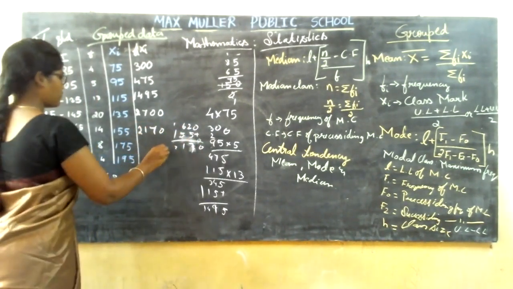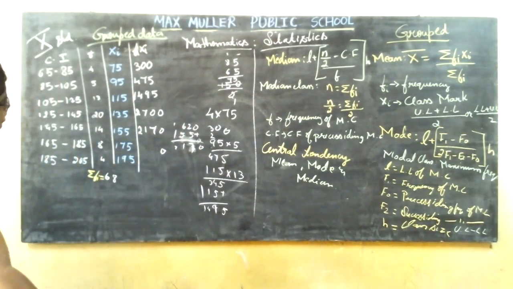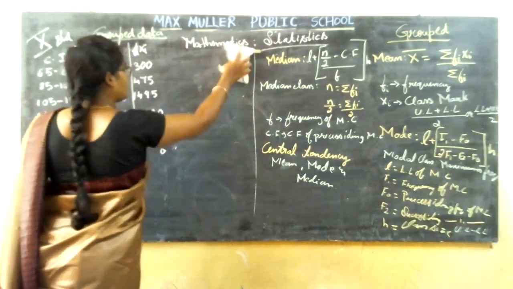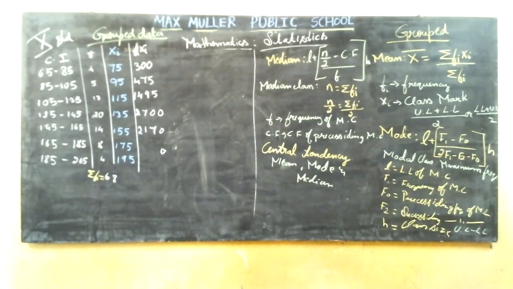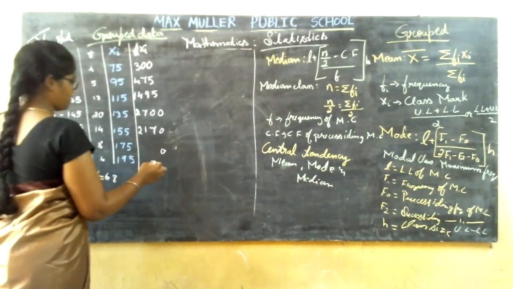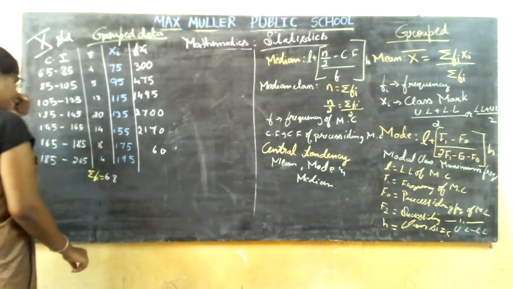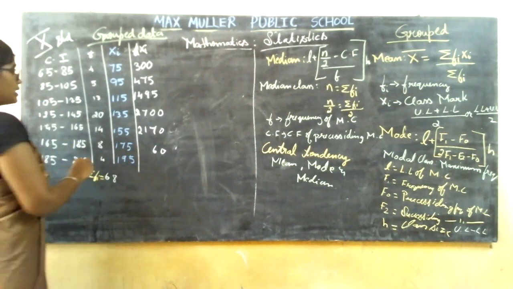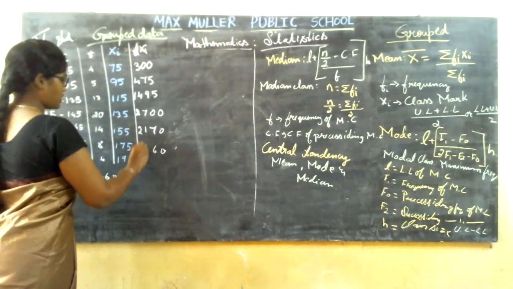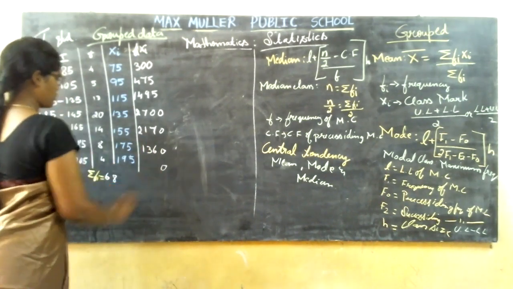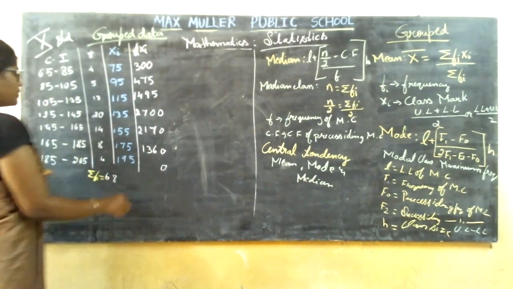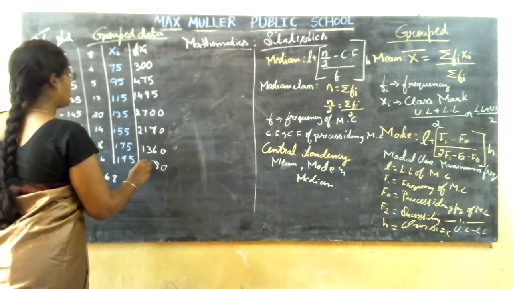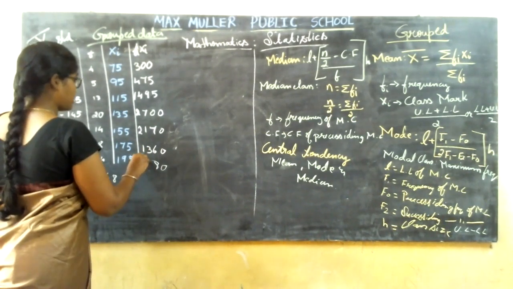Next, 8 5s are 40. 4 carry. 8 7s are... 5 carry. Then 8 1s are 8. 8 plus 5, 8 plus 2 is 10. 10 plus 3 is 13. Then 4 5s are 20, 2 carry. 4 9s are... That is 6. 36, 38. 4 ones are 4, plus 3 is 7.